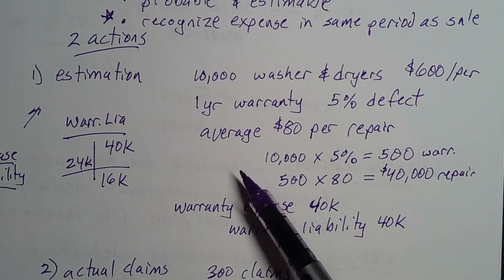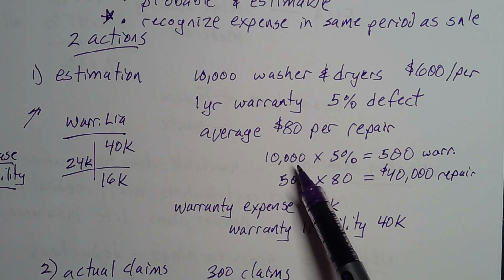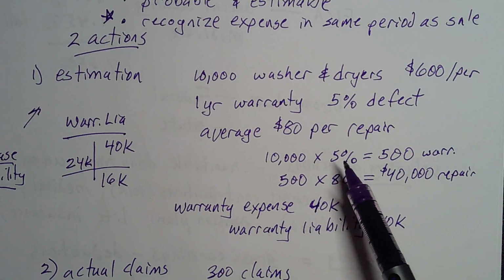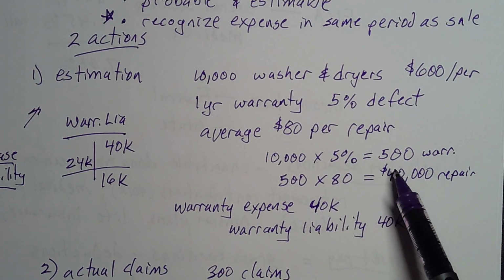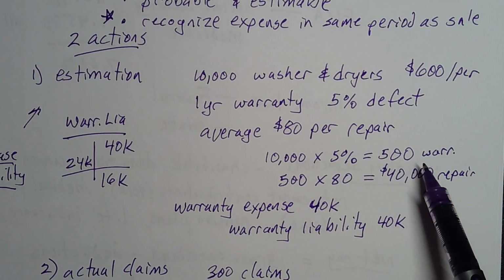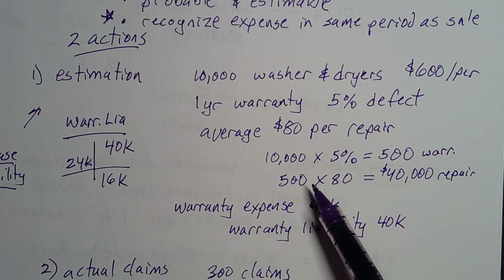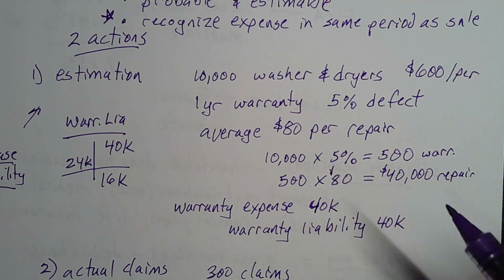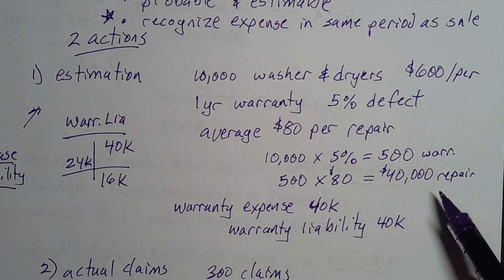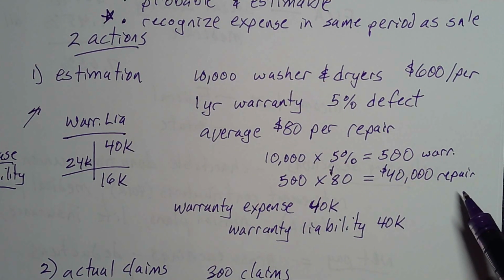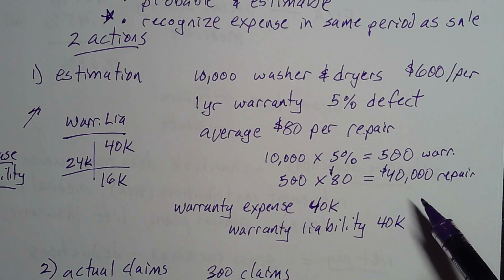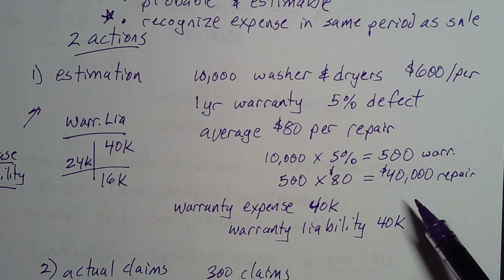So our estimation here is, well, if we sold 10,000 in this period and we estimate 5% are going to be returned, that means we believe there are going to be 500 warranty claims. And if there are 500 warranty claims at $80 apiece, we're estimating that it's going to cost us $40,000 in repair expenses in the future. Now, notice that hasn't happened. We haven't actually spent that money. We're just estimating that in the future.